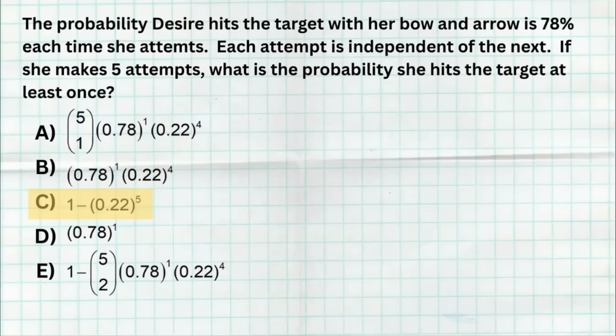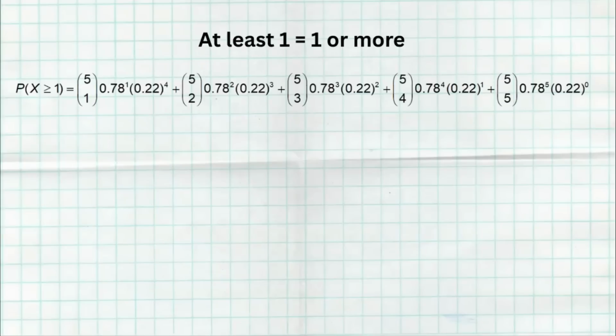So it's a very similar problem, right? 78% chance we hit the target, and we have 5 attempts. But this question is asking for the probability that she hits the target at least once. So we first have to make sure that we understand what at least once means. At least once means 1 or more. So out of 5 attempts, that'd be 1 or 2 or 3 or 4 or all 5.